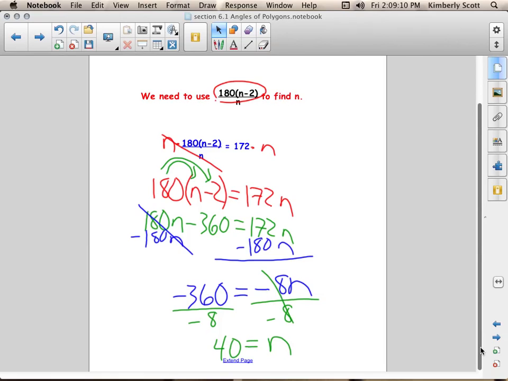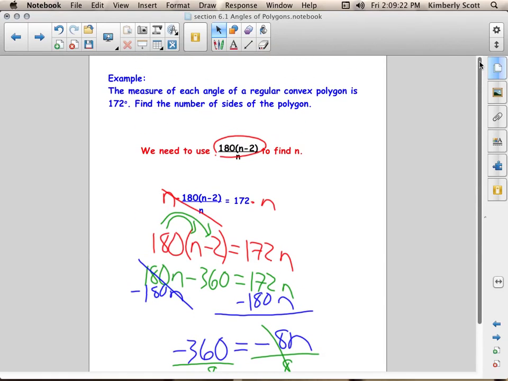32 divided by 8 is 4, so this is 45. And what question have we actually answered here? We've got 45 equals n. So let's go back up to our question: find the number of sides of the polygon. The number of sides of the polygon would be 45 sides for each angle of a regular convex polygon to be 172 degrees.